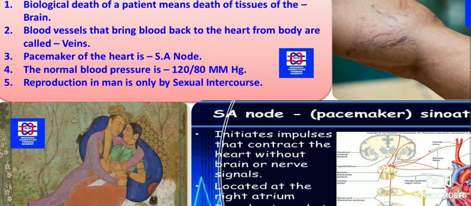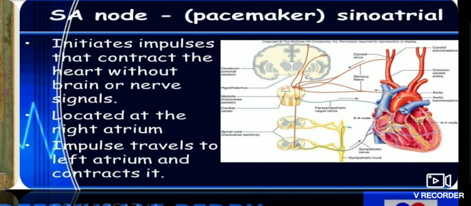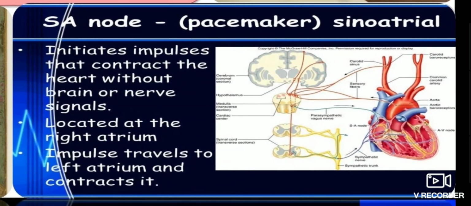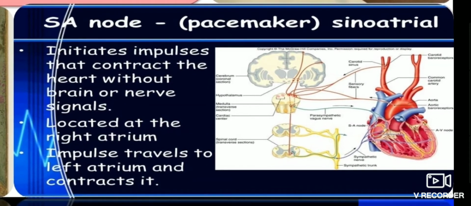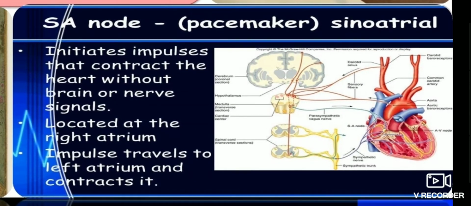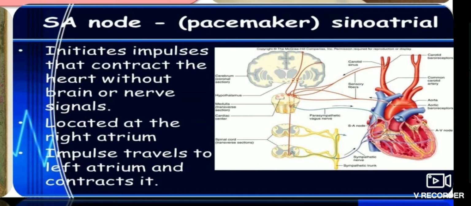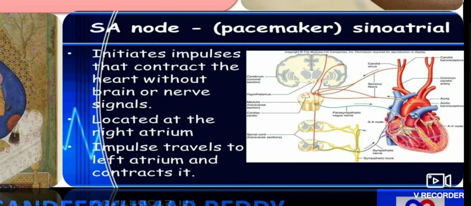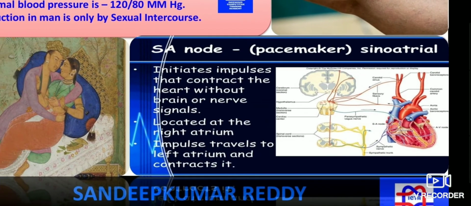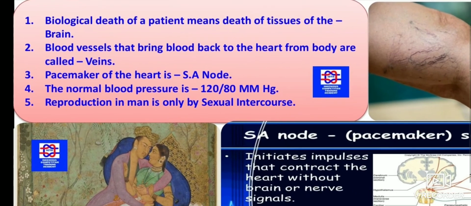The pacemaker of the heart is the SA node. As we are aware, recently people have been eating junk food, and there is a cholesterol increase and blockage in the heart vessels. The SA node, the sinoatrial node, initiates impulses that contract the heart without brain or nerve signals. Located at the right atrium, the impulse travels to the left atrium and contracts it. This type of impulse is given by the pacemaker, a small chip inserted in your heart.